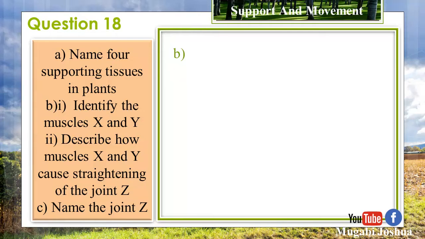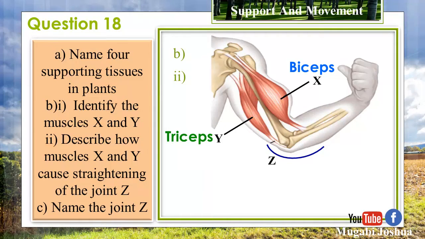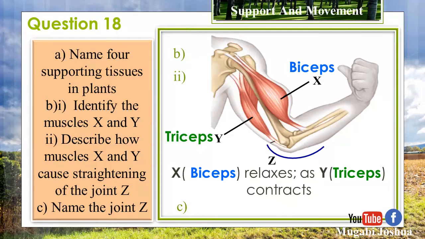Question 18, Part B, Roman number 2. Describe how muscles X and Y cause straightening of the joint Z. We want to see how muscles X and Y cause the straightening of the joint Z. Now what happens is that muscle X, which is the biceps, relaxes as muscle Y, which is the triceps, contracts, and this causes the straightening of the joint Z.